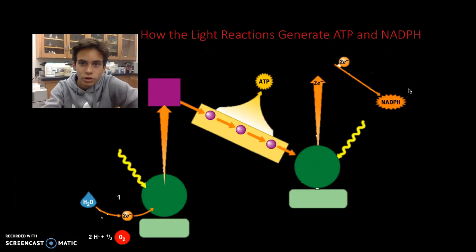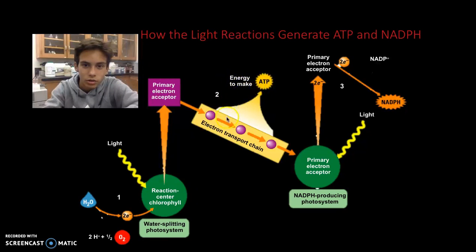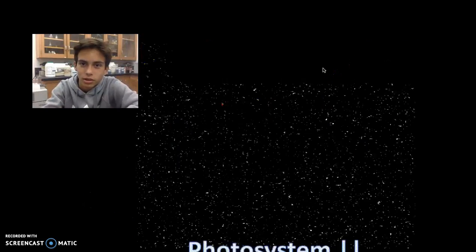How the light reactions generate ATP and NADPH. So this is photosystem 1, where we go through and the water splits and the reaction centers in the chlorophyll and the light comes in. And then this is the primary electron acceptor, and this is photosystem 2, which is energy to make, and then electron transport chain, and this is 3, and NADPH and NADP plus, and the primary electron acceptor.